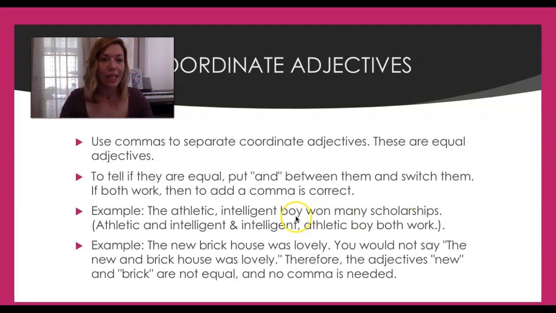Now let's look at one that isn't correct. In this example, my two adjectives are new and brick. Okay? New and brick. Those are two adjectives just like athletic and intelligent. But athletic and intelligent are coordinate in this sentence, and new and brick in this sentence are not. You can't memorize the words. It's all about the context of the sentence.